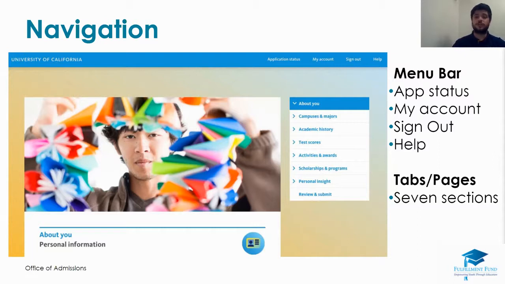So as you can see here on the right hand side of that image, this is essentially the list of the different sections that you're going to need to go through as you complete your UC application. So you want to be mindful of that, and again, follow that as it is.